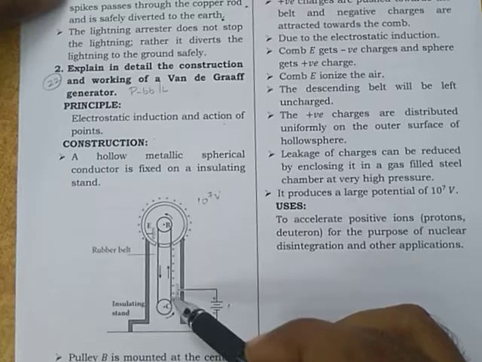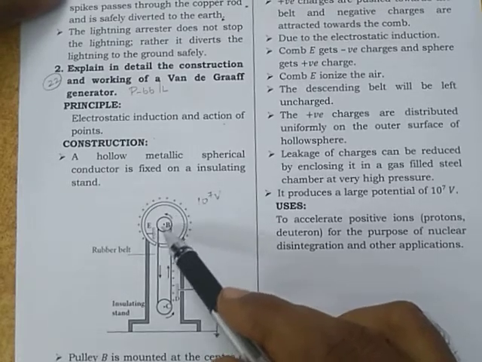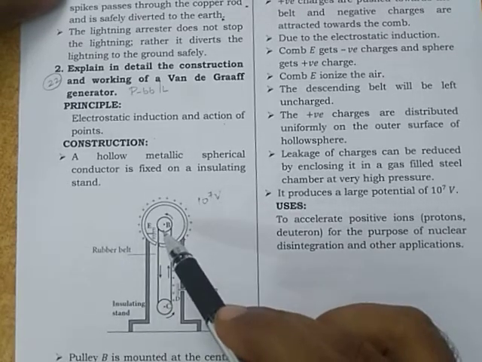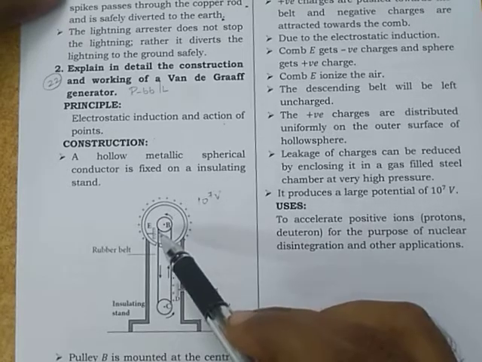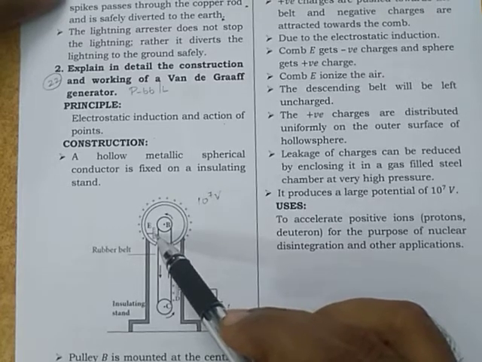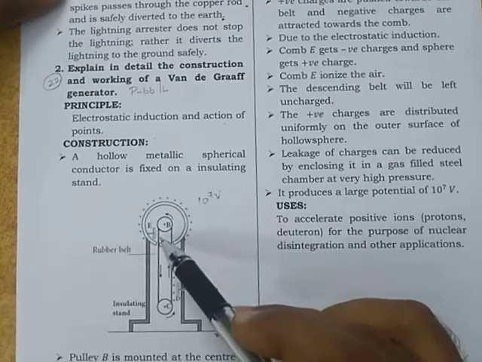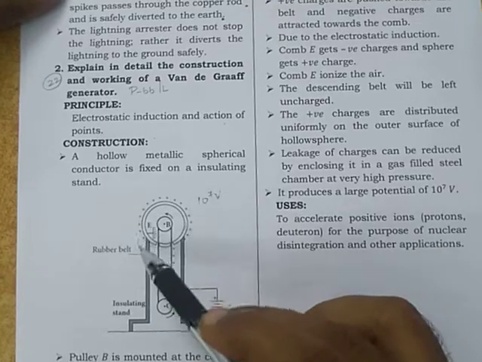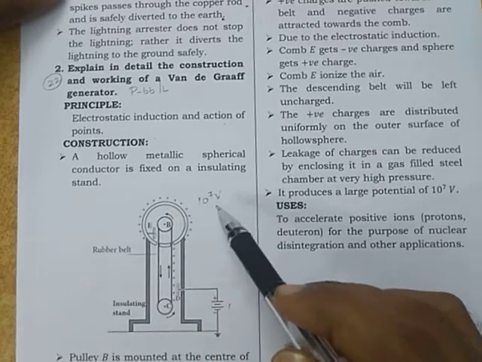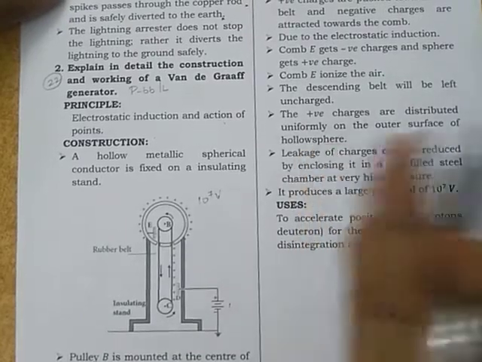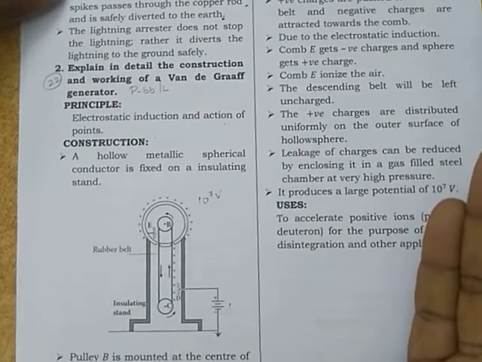Then the belt carries the positive charges and it goes near the comb E. At that point there will be electrostatic induction. Next there will be action of point. Due to that the air between the needle and the belt will be ionized, and it will produce negative charge. These negative and positive charges are neutralized, so the descending belt becomes uncharged. Then the positive charges are distributed on the surface of the hollow sphere, which has a potential of 10 power 7 volt. This is used to accelerate positive ions for the purpose of nuclear disintegration, to disintegrate the nucleus.